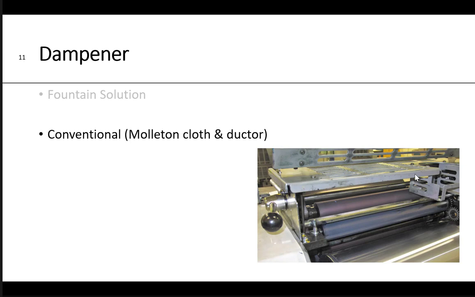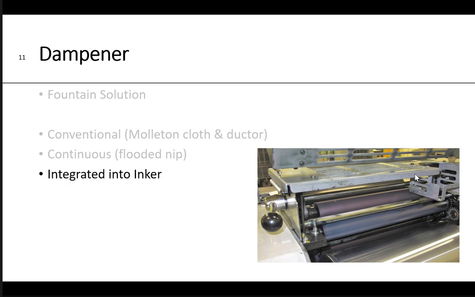So the old presses had conventional dampeners, which had a molleton cloth-covered roller and a ductor. It was very difficult to get ink-water balance with this old technology, so now we have a continuous dampener, which is a 3-roll flooded nip. Some dampeners are integrated into the inker, so they don't have their own dedicated water form roller. They use one of the ink form rollers to apply the dampening solution to the plate. Some famous dampeners were called Dahlgren, Epic, Compact, and Crestline. The 3302M and C models that we have have Crestline dampeners.